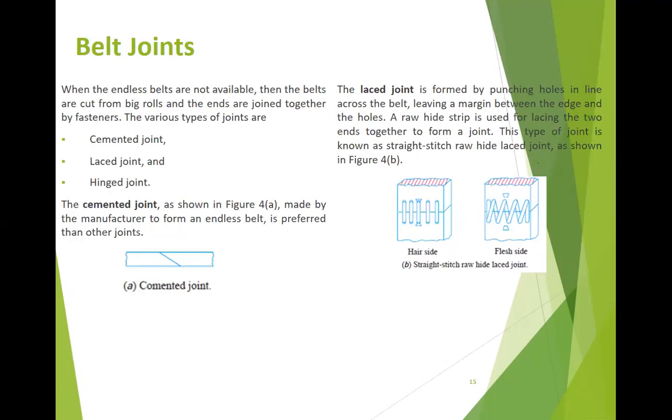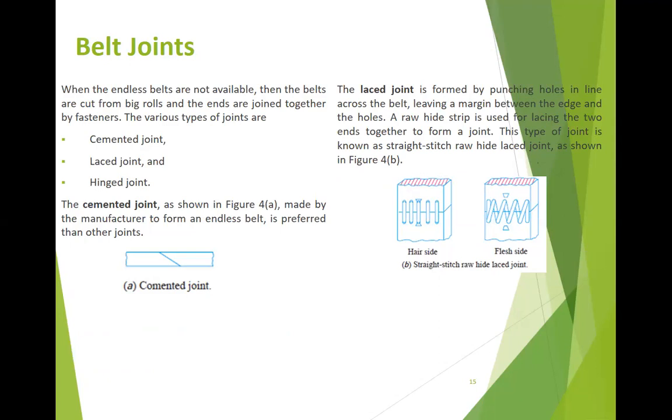Belt joints. When the endless belts are not available, then the belts are cut from big rolls and the ends are joined together by fastener. So the various types of joints are cemented joints, that's picture A, lace joint, and hinge joints.